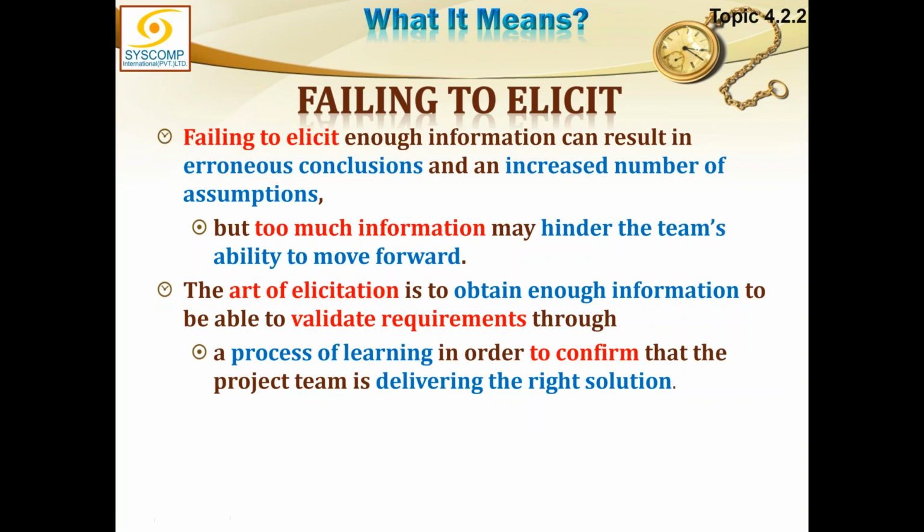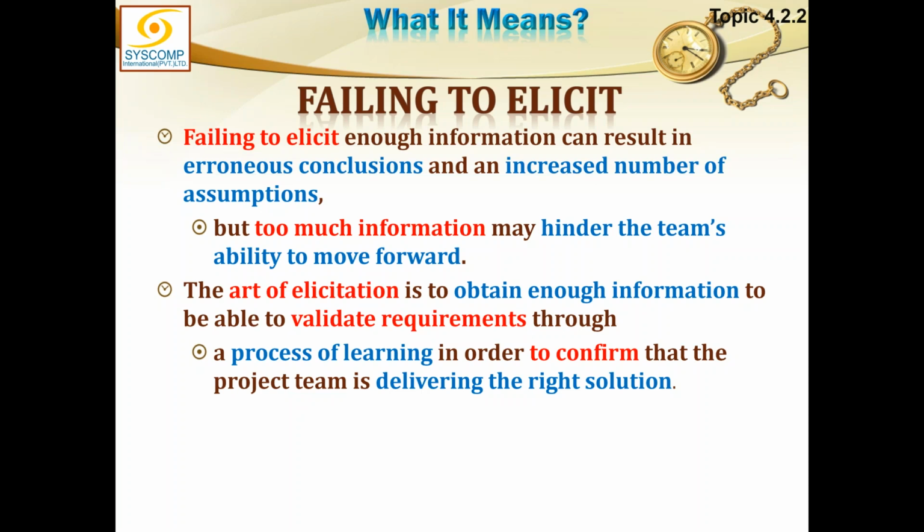If we fail to elicit, what does it mean? Failing to elicit, meaning we are unable to extract the data out of the stakeholder. Failing to elicit enough information can result in erroneous conclusions and an increased number of assumptions. If we do not have data, what do we do? We assume, and assumption is a risk. It stands for a risk. Therefore, we will try our level best to elicit as much information as possible, so that we have to take a lesser number of assumptions, and thus we do not come to wrong conclusions.